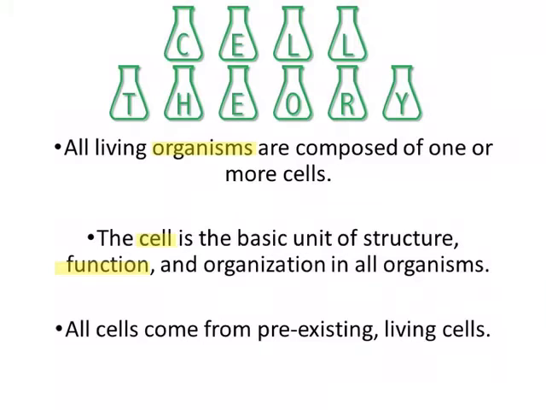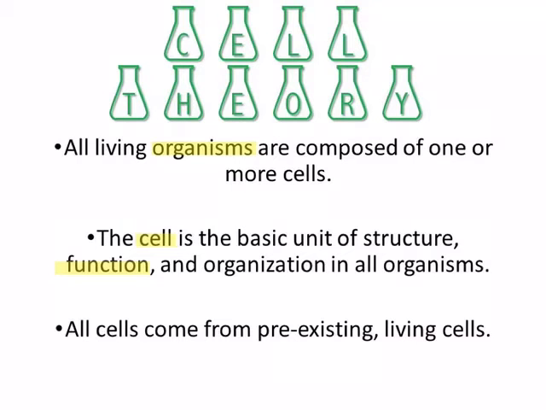So cell theory has 3 parts. The first part is that all living organisms are composed of at least one cell. An organism is any living thing. Part 2 is that the cell is the basic unit of structure, function, and organization of all organisms. So just like in chemistry, the atom is the basic unit, the cell is the basic unit in living things in biology. And then all cells come from pre-existing living cells.